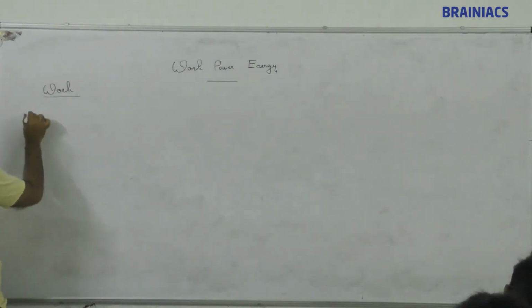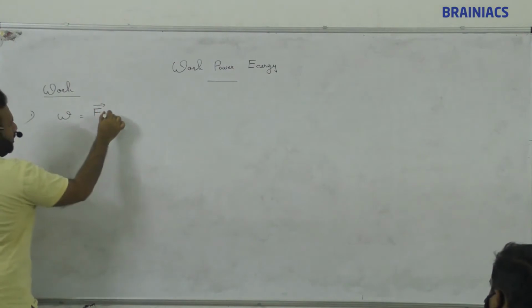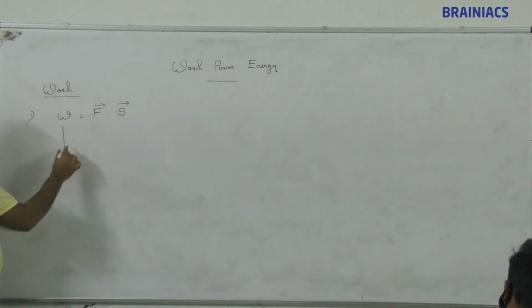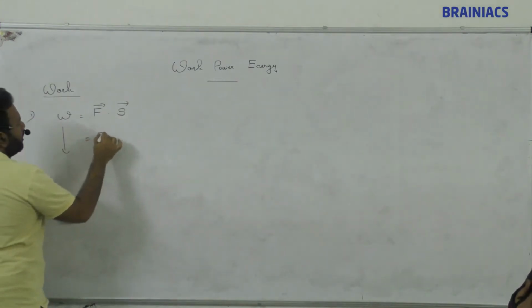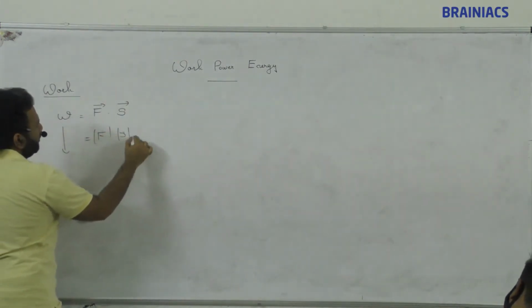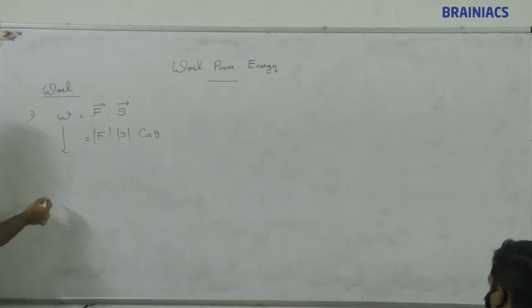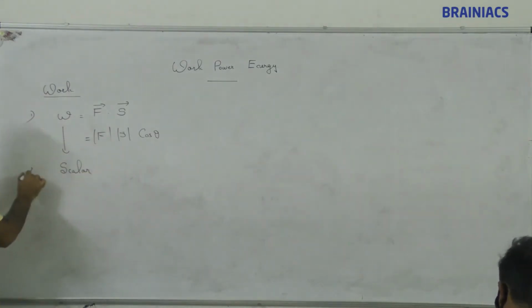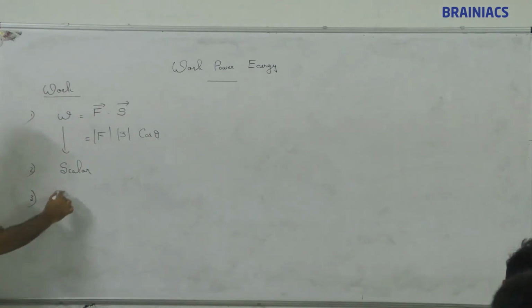Point number 1, work is equal to F vector dot S vector. The result of a dot product is what? Magnitude of force, magnitude of displacement, and cos theta. Will it be vector or scalar? Third point, unit is joule.